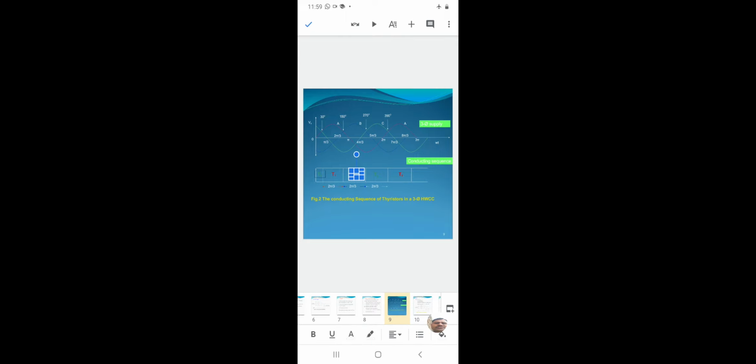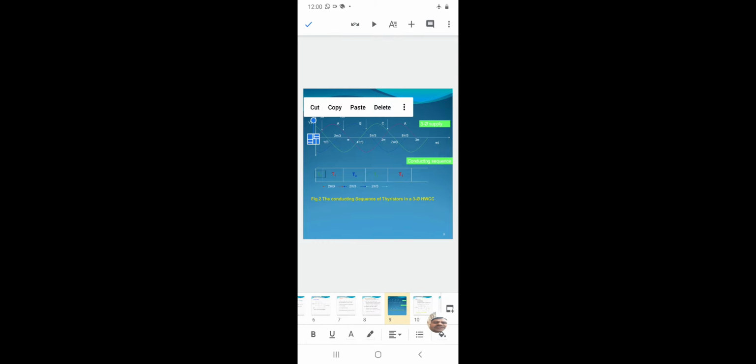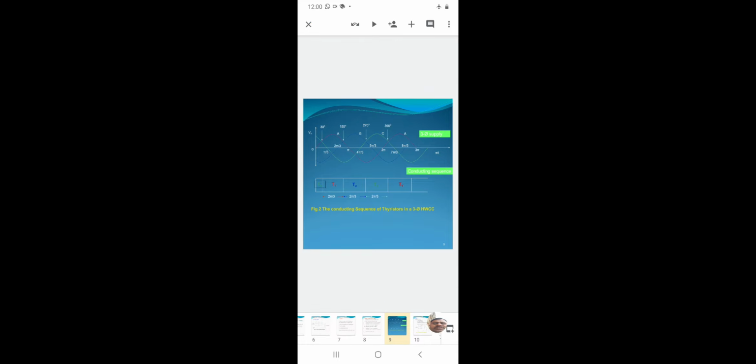Here thyristor T2 starts conducting, and here thyristor T1 starts conducting. For phase A, thyristor T1 starts conducting at 30 degrees. Why? Because from 0 to 30 degrees, the phase C thyristor T3 is in the on state. So the thyristor T1 for phase A starts conducting after 30 degrees, from 30 degrees to 150 degrees only.